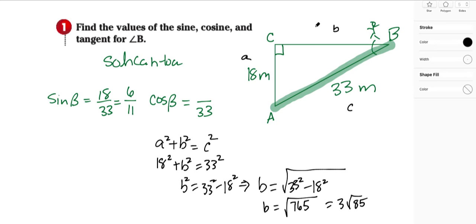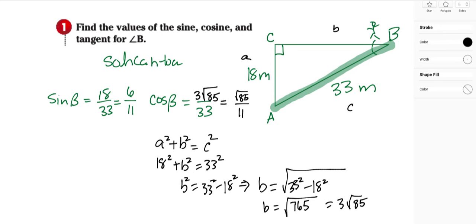And so we're going to now take that information and plop it up here because that's this length, and we know that, again, the cosine is going to be adjacent over hypotenuse. So we've got 3 times the square root of 85. And to reduce that, I guess we could do square root of 85 over 11. So that's going to be the ratio that is associated with the cosine of b.